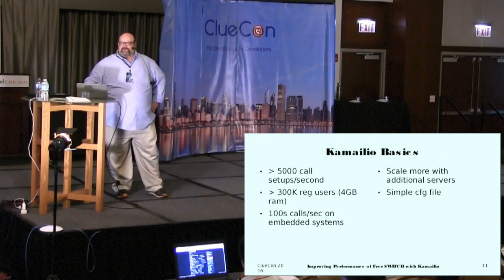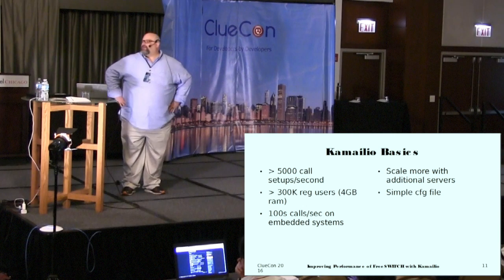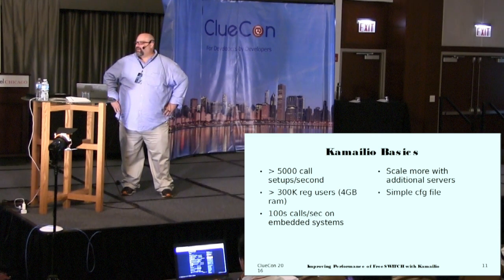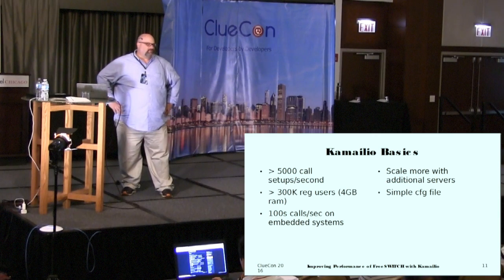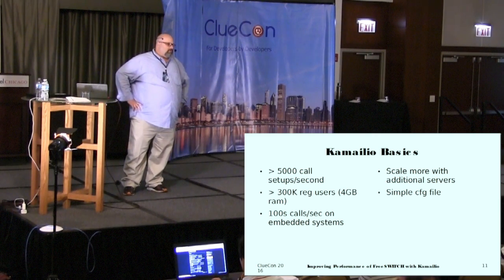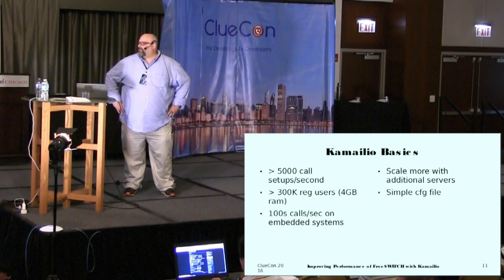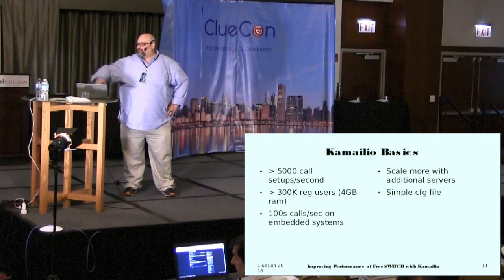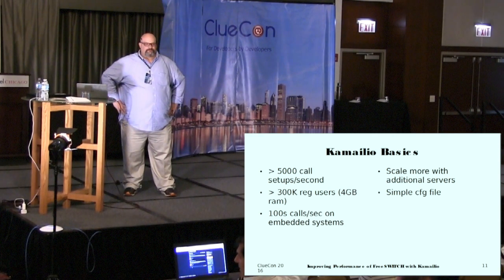Some of the basics. Why do we love Kamailio? Well, on a run-of-the-mill box, nothing crazy, nothing that's going to break your bank, you're looking at 5,000 call setups per second. I mean, just simple. If you have 4 gigs of RAM, chances are you can have over 300,000 registered users. All right, that's awesome. On the little embedded systems, I love little embedded systems. Even if you had a Raspberry Pi, you're talking hundreds of calls per second.